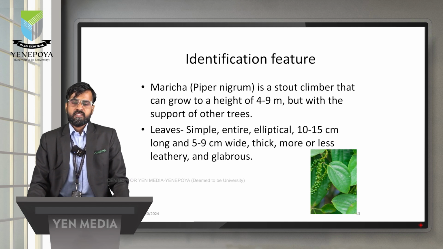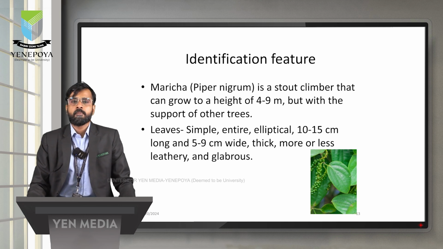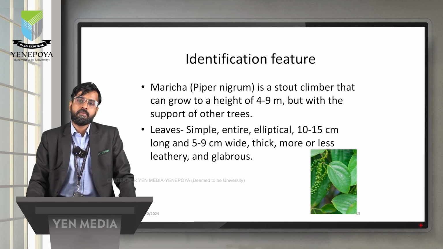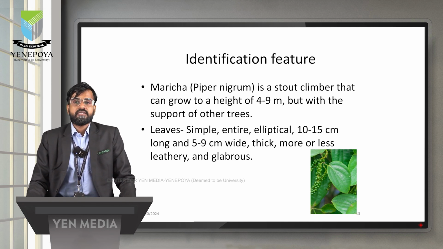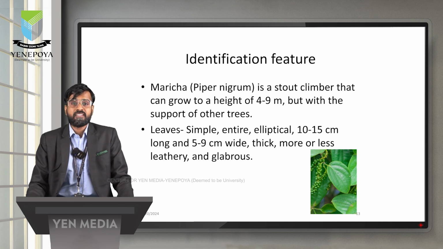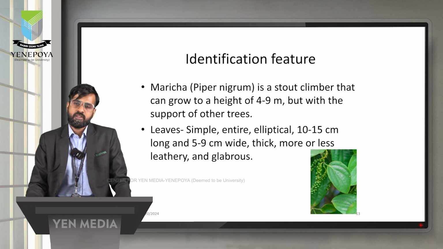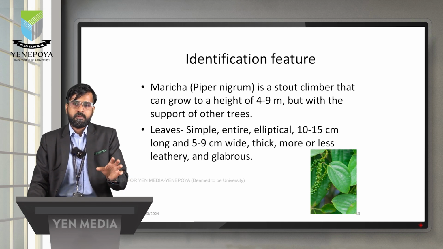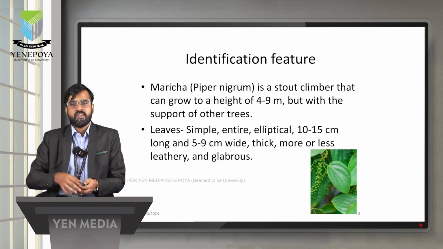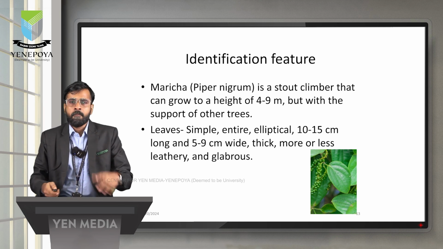Again, if you see the leaf here also, you can find a shininess, but it is not as shiny as that of Pippali; here it is a leathery appearance. It is glabrous as well as leathery. And if you see the margins, again it is entire margin. The shape of the leaf is elliptical. The measurement is up to 15 centimeter long as well as up to 9 centimeter wide. As for the venation, it falls under convergent as well as reticulate type of venation. Again, you have to remember the shininess of Pippali as well as the shininess of the Maricha here.